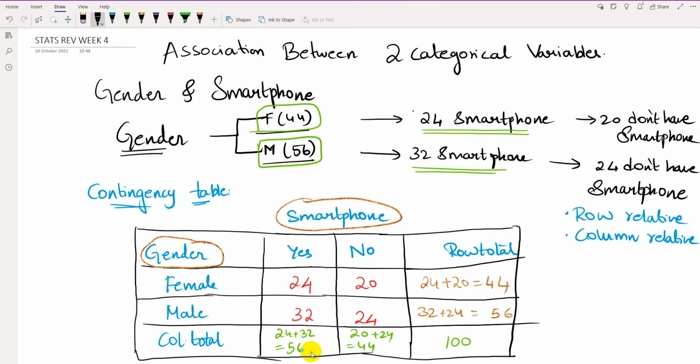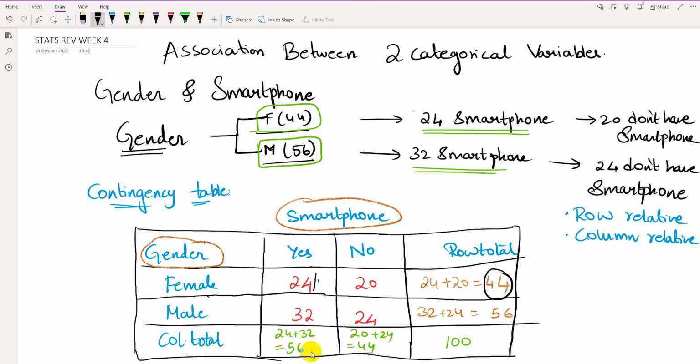So afresh, let us draw like this. What is the total we have got in the row? We have got it as 44. So when it is a row relative frequency, what we do is we sum up all the frequencies and get the row total, and we divide each frequency with the total of the frequencies.